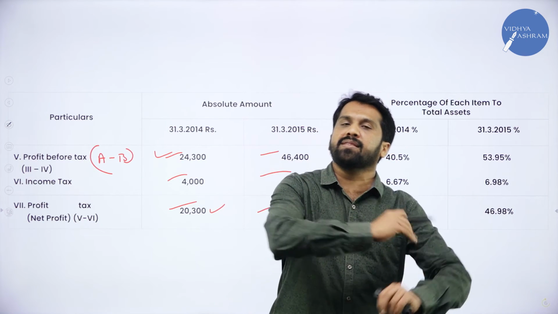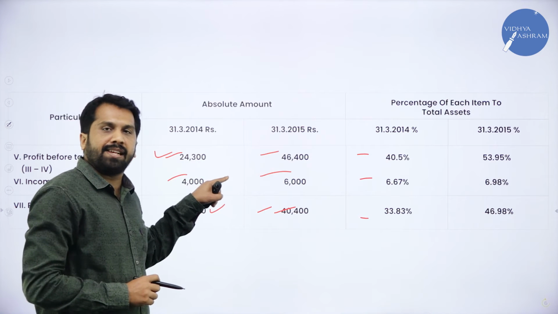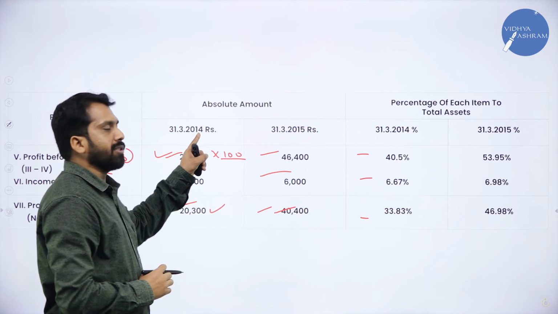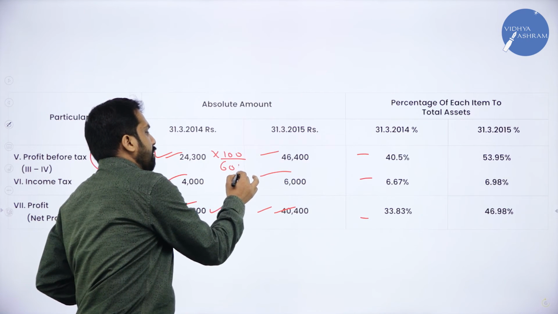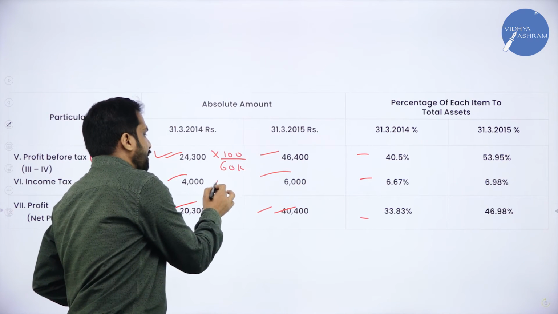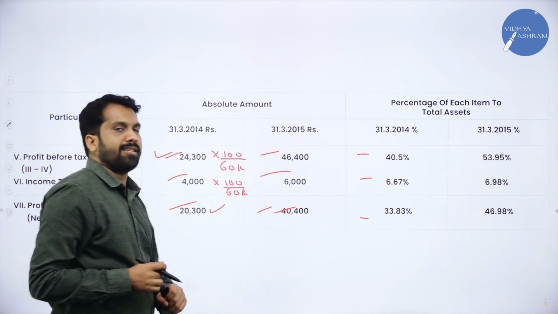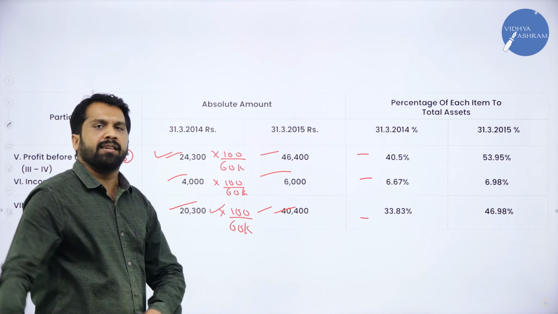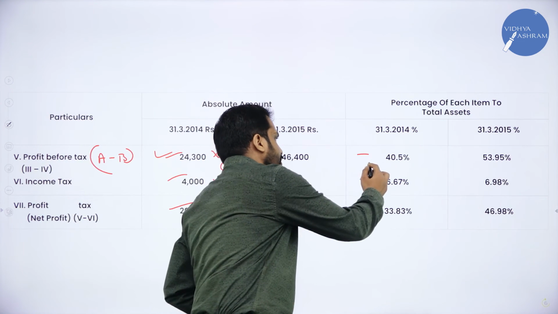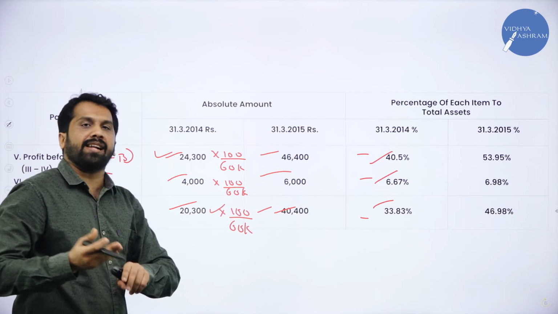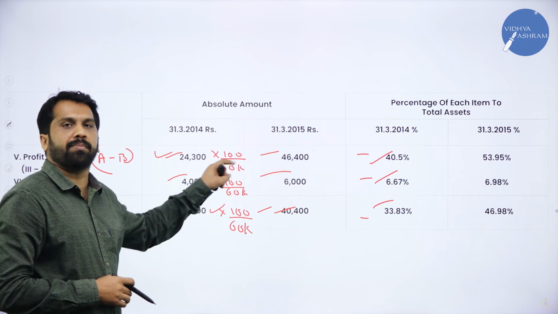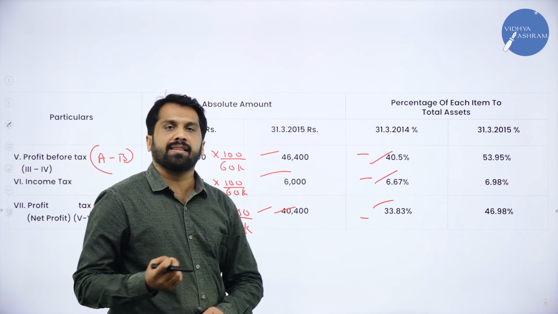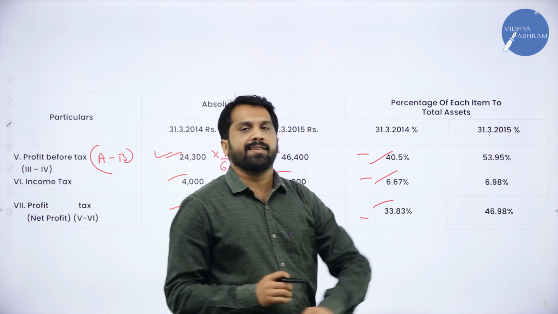Now, how to convert into percentage? Simple. 24,300 multiplied with 100 divided by what? Remember, if it is 2014, it should be divided by 60,000. 4,000 multiplied with 100 divided by 60,000. Now, 20,300 multiplied by 100 divided by 60,000. For everything, same calculation. Same thing, 40%, 6.67. Here we are not adding, we are deducting. Why? Because tax value we have to minus. 40 minus 6.67, your answer is 33.83. Like this, you have to calculate for 2015 also.